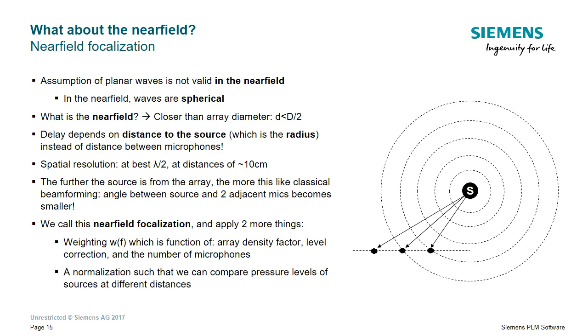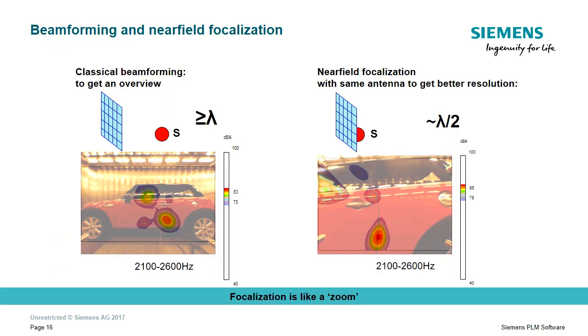This sounds very simple, but in practice we actually apply a few more smart things. One is a kind of weighting function, which gives a different weighting to the microphones, and it uses things like array density factors, and then does some level correction. A second thing we also do is attempt to normalize the levels that we measure, such that we can compare sources that are measured at different distances and compare their levels. So let's have a look at how that looks in detail.